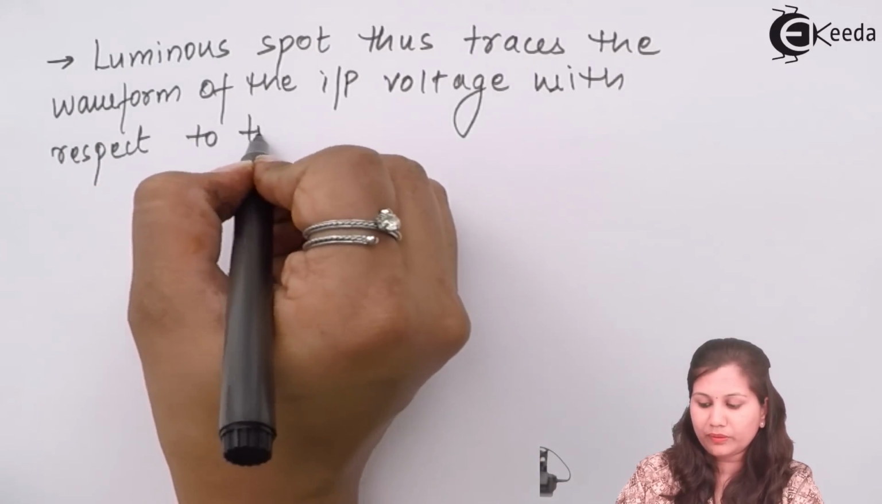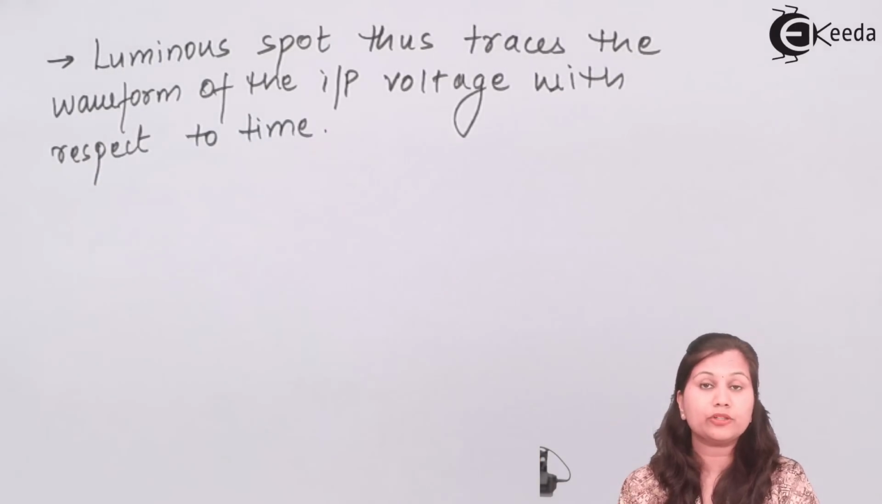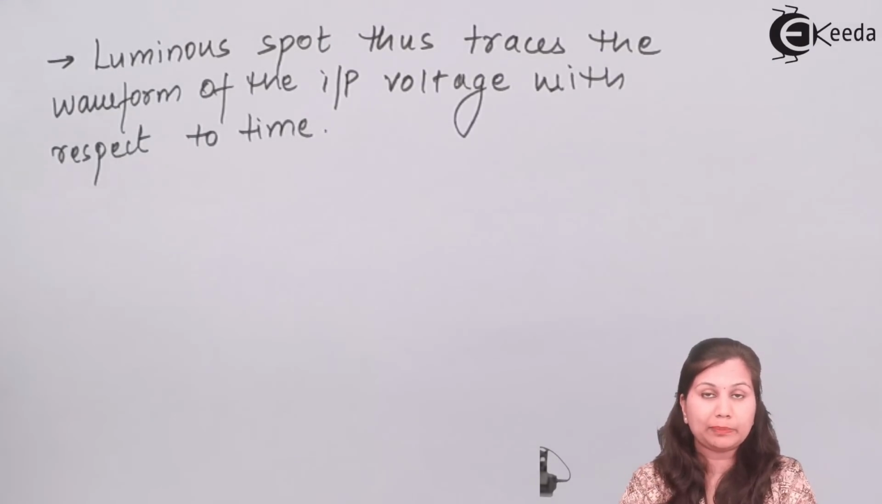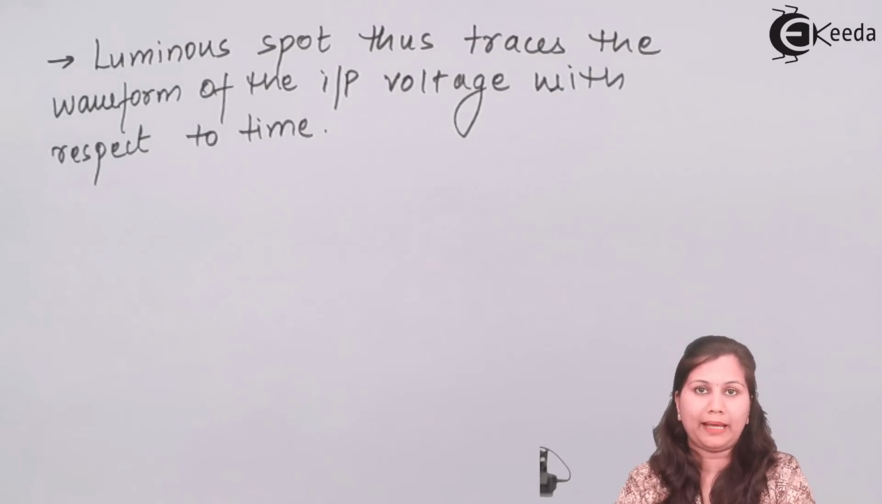If we want to display two inputs or two signals on the display area of the CRO, then on one input we are going to apply one signal, and on another input we are going to supply the second input. So both the input signals will be displayed on the display area.